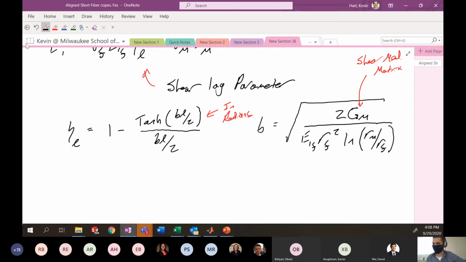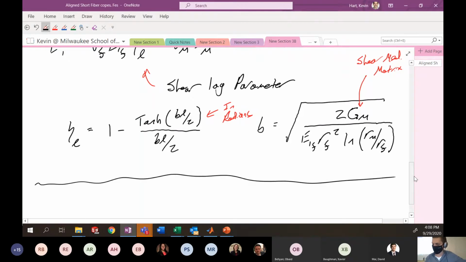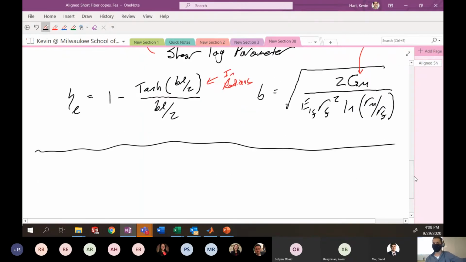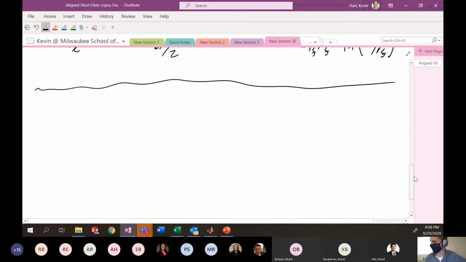Okay. All right. So that's about where we left off, and that kind of concludes the aligned short fiber portion. And we were getting into now the next short fiber model, which was the partially aligned short fiber composites.